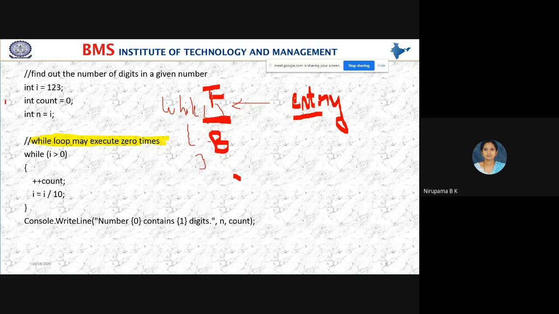Here the example: int i = 1, count = 0, and i is initialized to n.